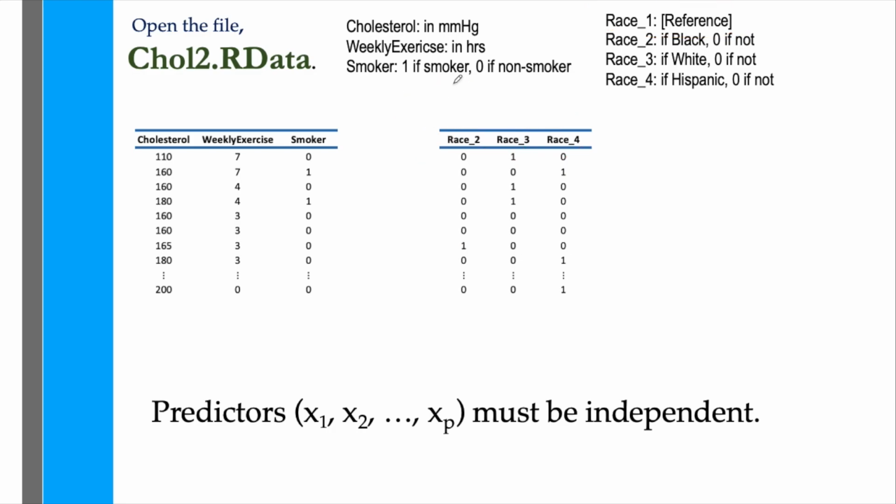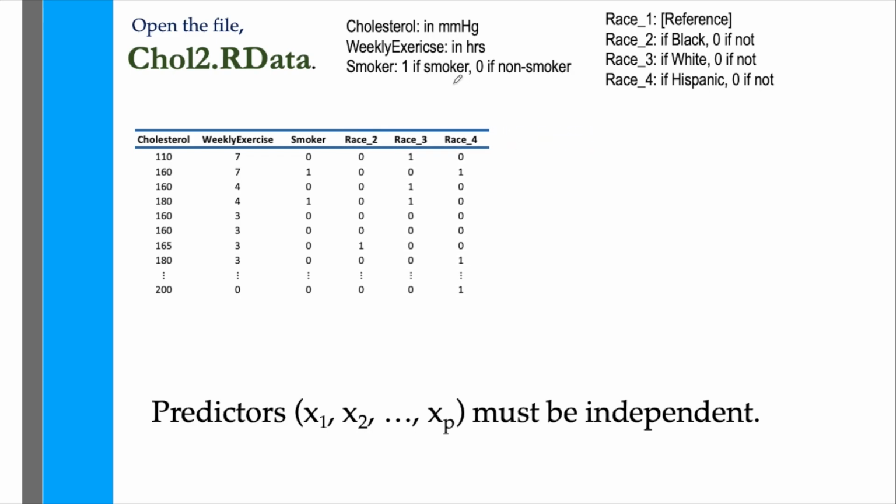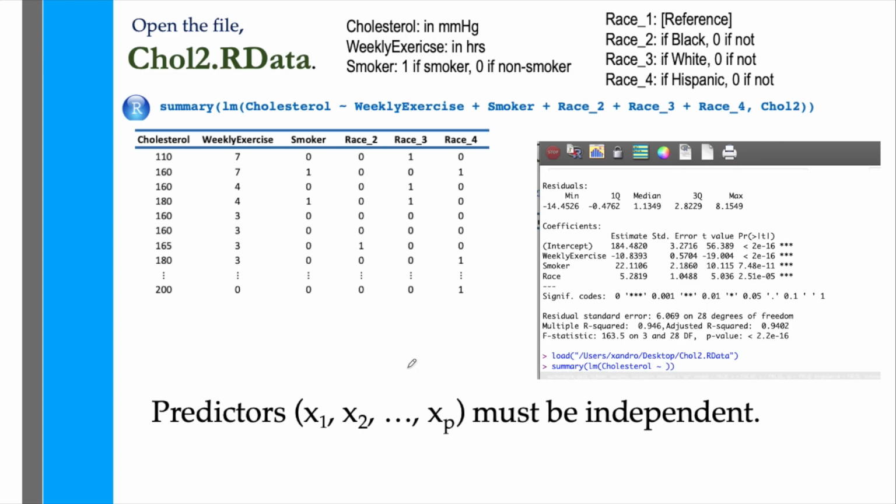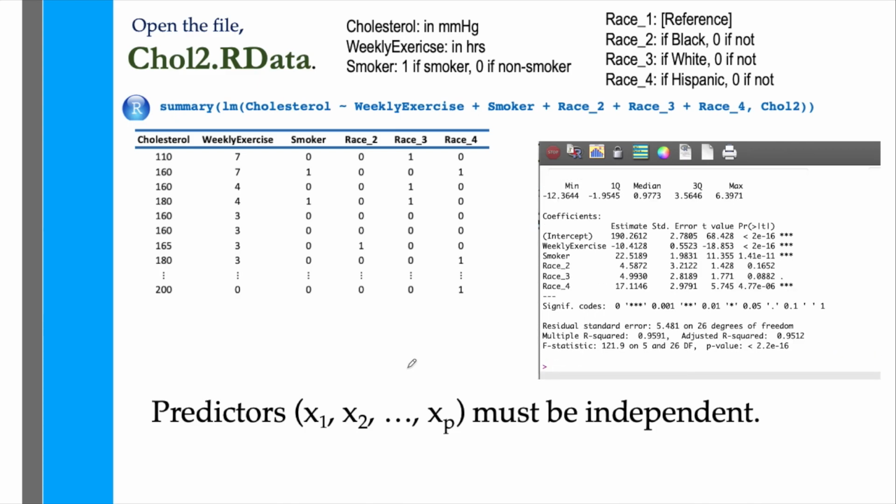Now, all we have to do is to build a linear regression model using this data. So let's try to open the data. Let's have summary and then this lm. And we will have this result, which is also the same if we put factor and then race. So this indicates that race is considered a factor or a categorical variable. So doing this, we're just going to have exactly the same result.